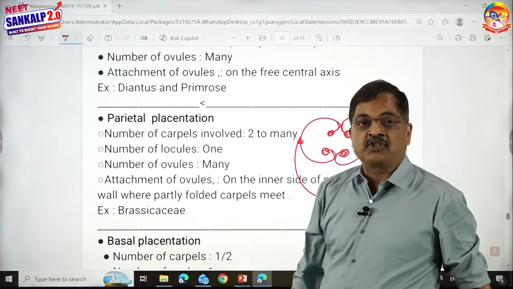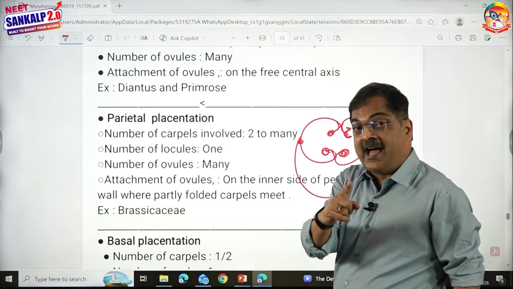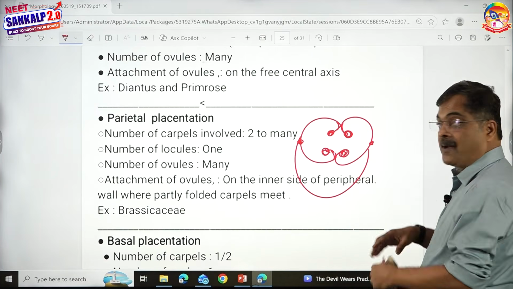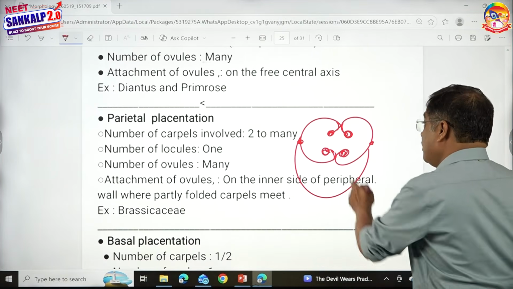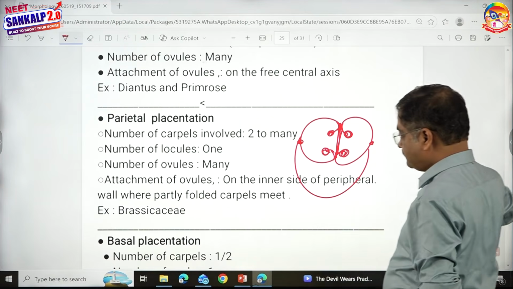This type of placentation is said to be parietal placentation. It is characteristic of mustard and argemone. Easy to remember. There are two carpels. There is only one chamber, locule, but later it becomes bilocular due to the formation of false septum.